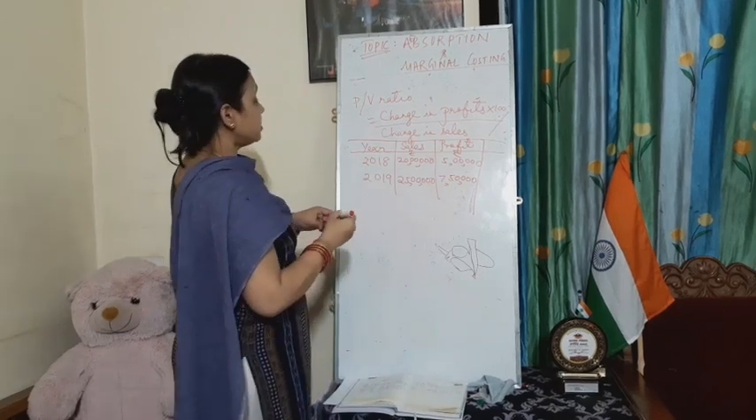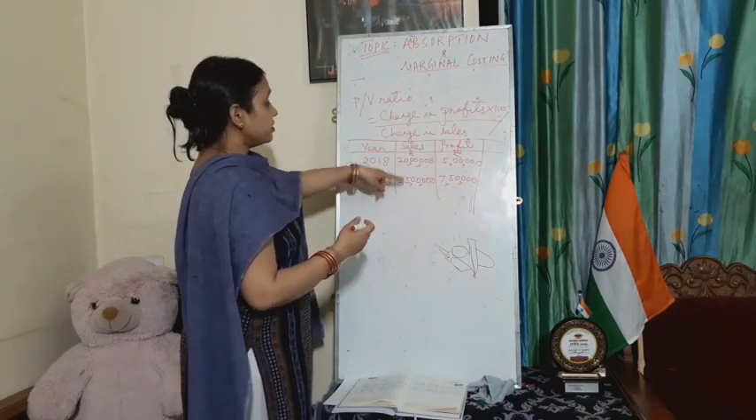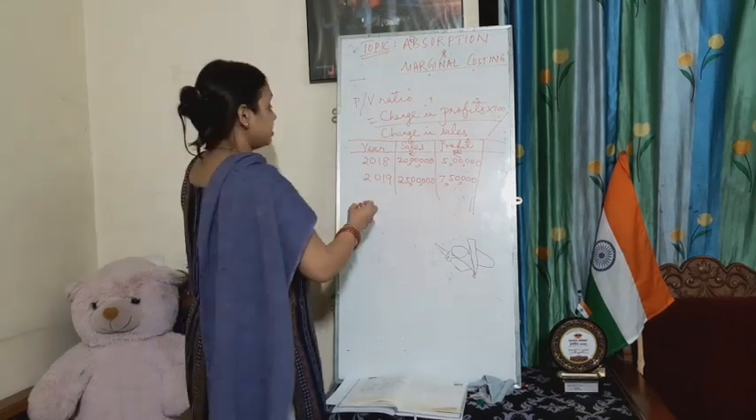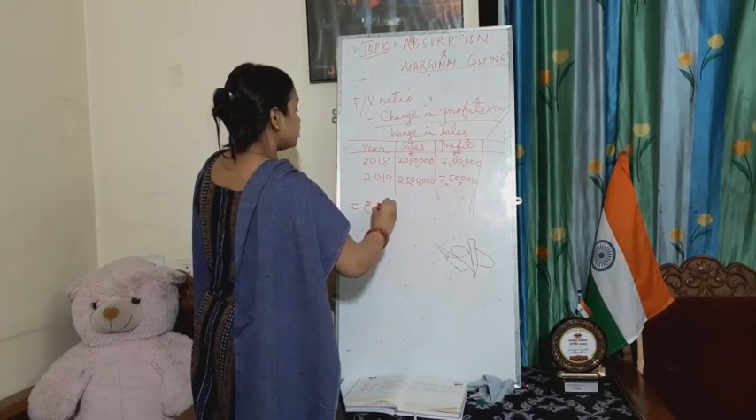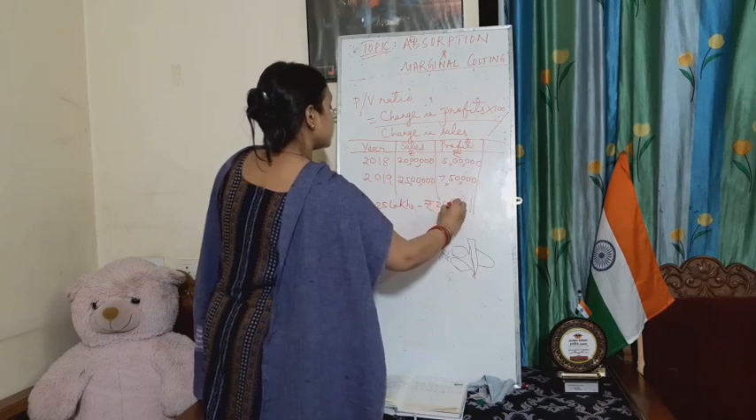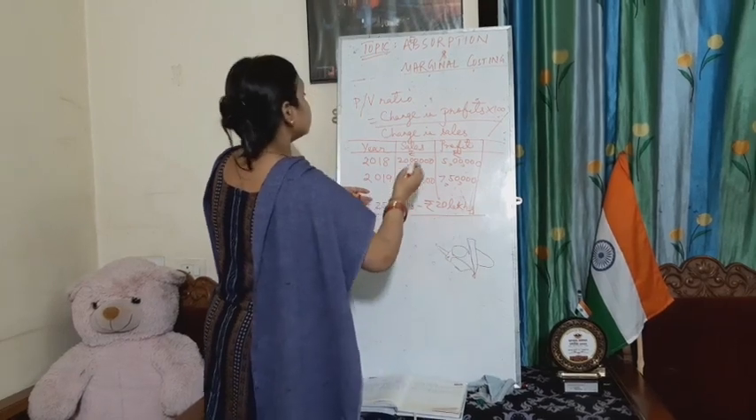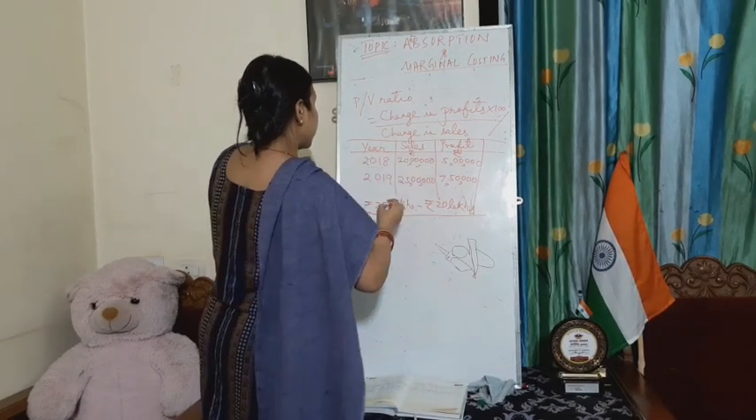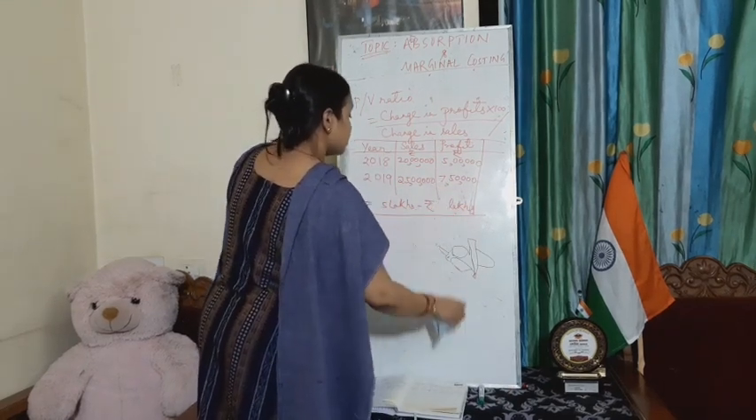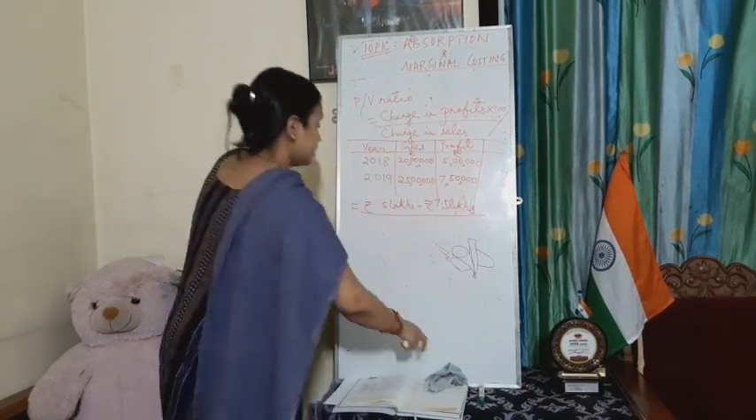So how will we calculate PV ratio? It will be change in profits divided by change in sales into 100%. So we take the profit of the later year. Sorry, let me correct it again.